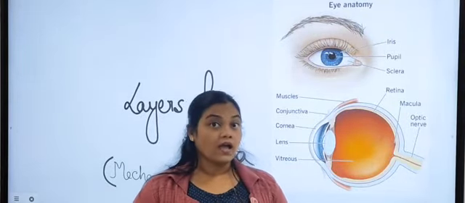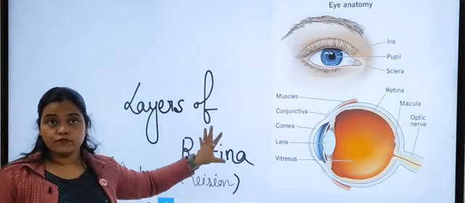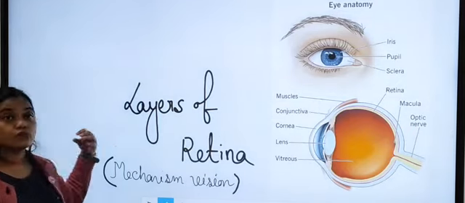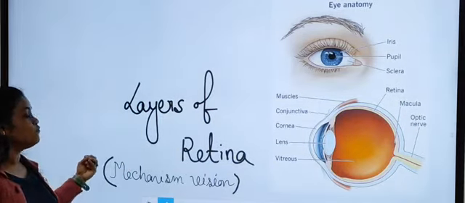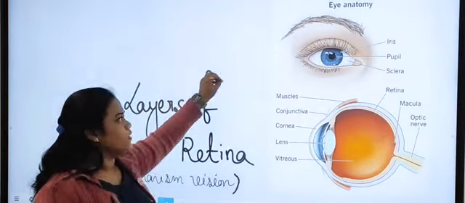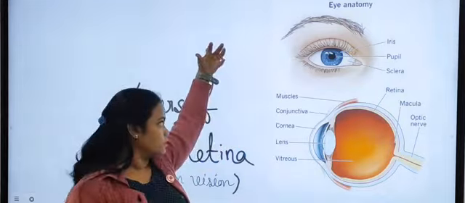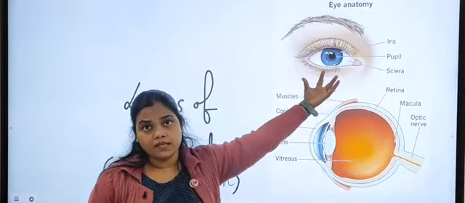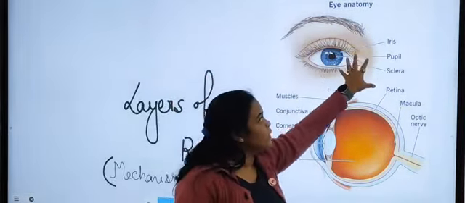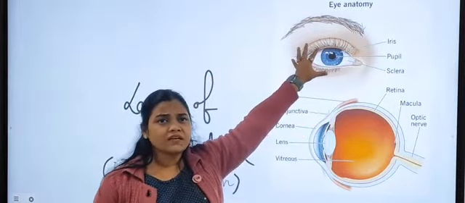Biology classes today, and today we are going to know about the different layers of the retina and what is the role of the retina in the mechanism of vision. Before we start this particular topic, we will just recall different structures that are present in our eye. So if we look into anybody's eye, then we can see these structures very clearly.